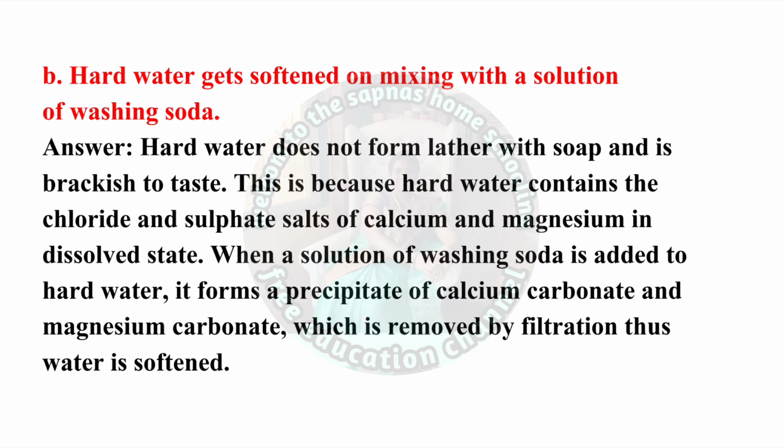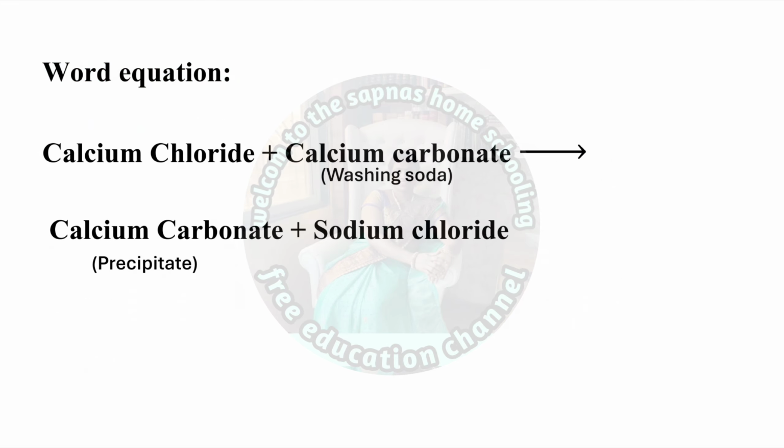When a solution of washing soda is added to hard water, it forms a precipitate of calcium carbonate and magnesium carbonate, which is removed by filtration. Thus, water is softened. Word equation: calcium chloride plus washing soda, arrow, calcium carbonate plus sodium chloride.